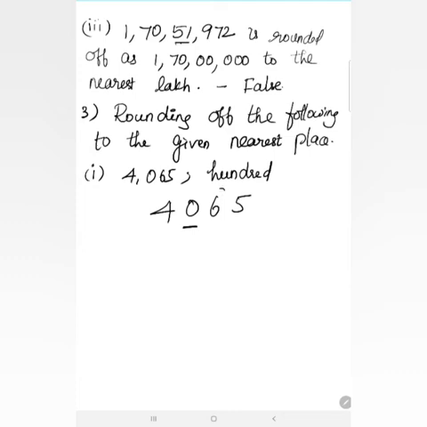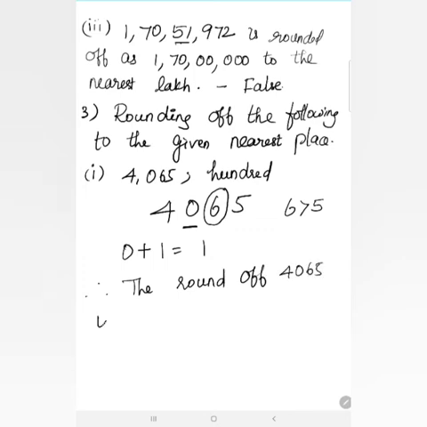Then take this tens place. It is greater than 5. So you take it this 0 plus 1 is equal to 1. Therefore, the round off number of 4,065 is 4,100. Once again I repeat, 4,065, you have to take this to the nearest 100.